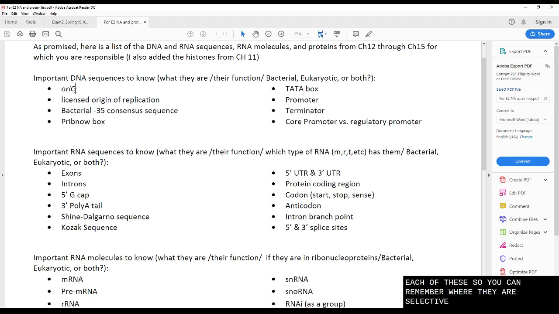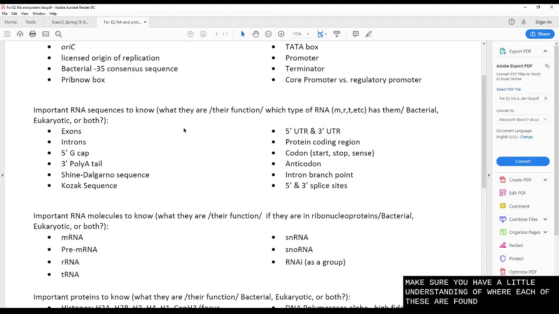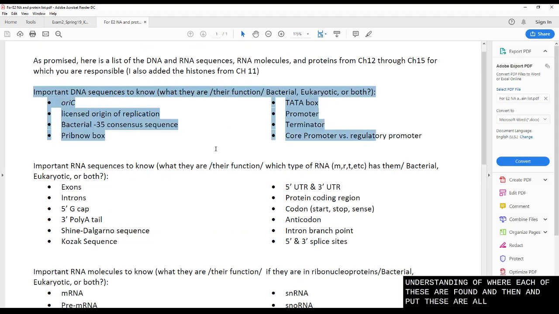So like the ORC, how many are in bacteria, how many are in eukaryotes, the licensed origin of replication, which is eukaryotic, the bacterial -35 consensus sequence compared to the Pribnow box, the TATA box, the promoter region, the terminator region, and the core promoter versus regulatory promoter. Make sure you have a decent understanding of where each of these is found. These are all DNA sequences here, and they're important for DNA replication. It's just whether you're talking prokaryotic or eukaryotic.